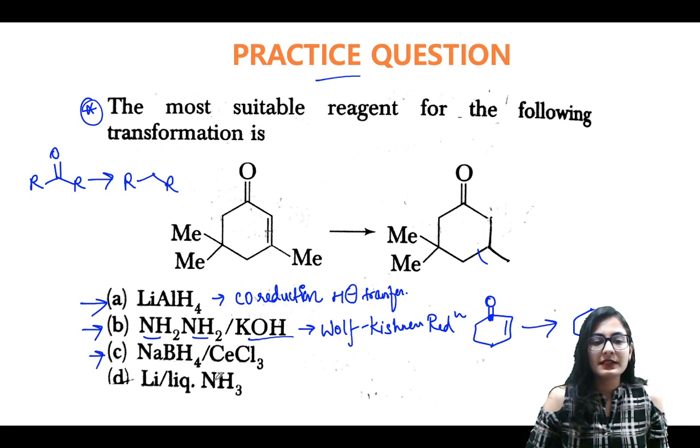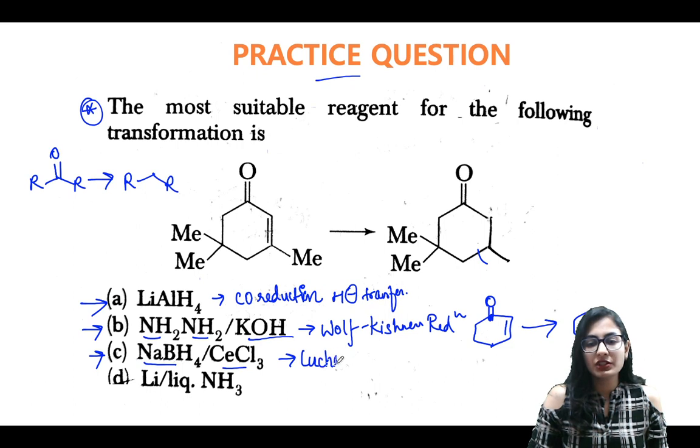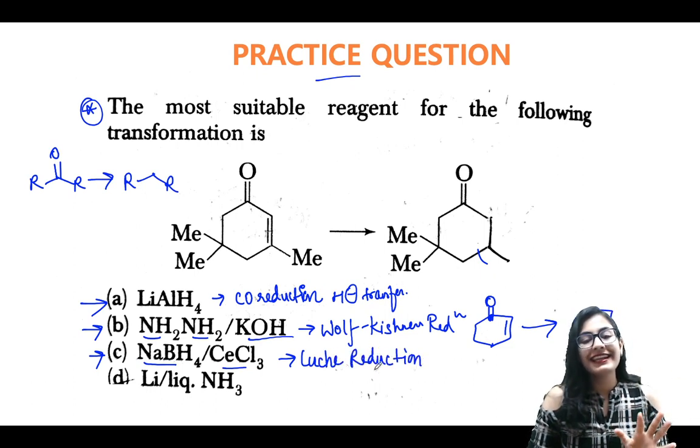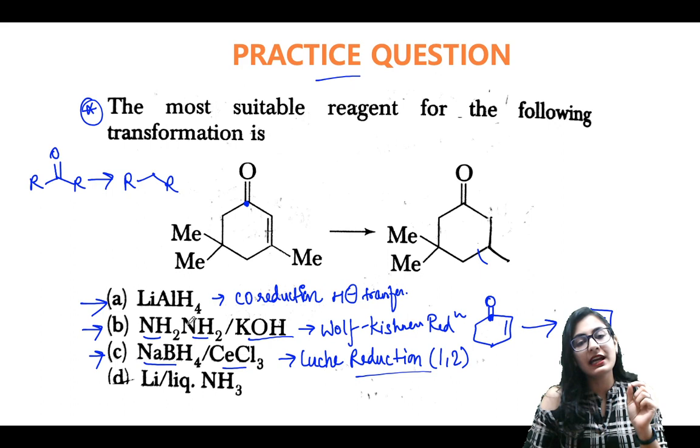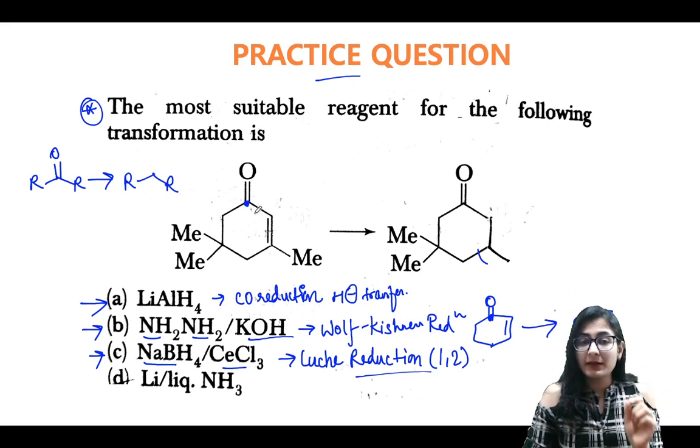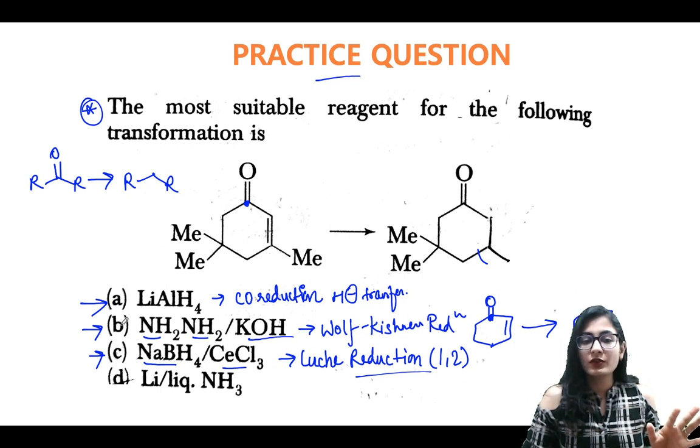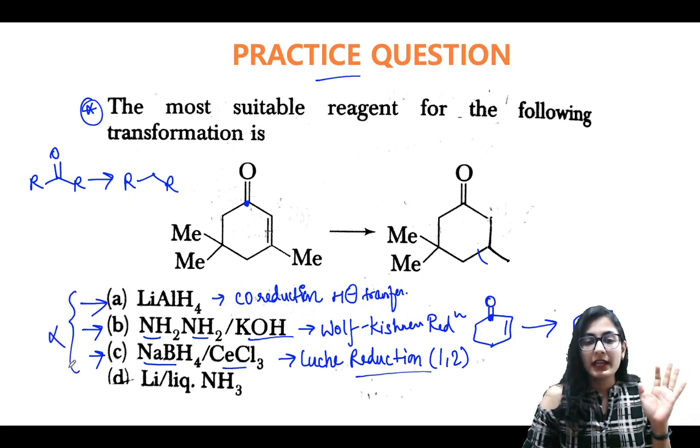What about option number C? This reagent, if you see, is used in the Luche reduction. And what is Luche reduction, guys? I'm going to make a video on it, don't worry. Luche reduction is when we are reducing the 1,2 carbonyl only, 1,2 reduction. The hydride from NaBH4 is directly transferred to this carbon, and definitely the reduction takes place on the carbonyl, not on the double bond. So all of these options are wrong. Yes, and option number 4 is correct.